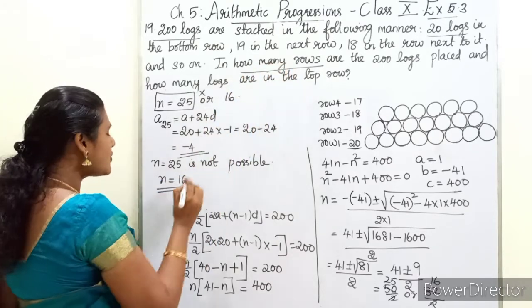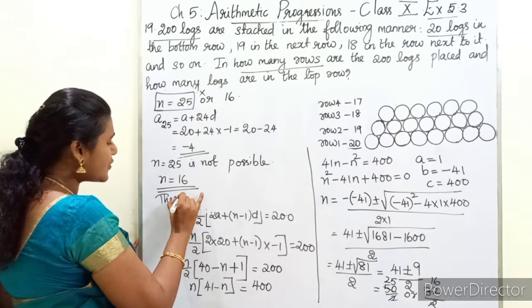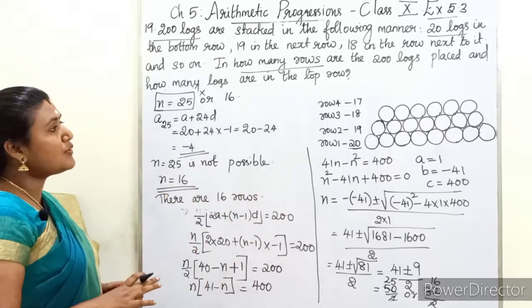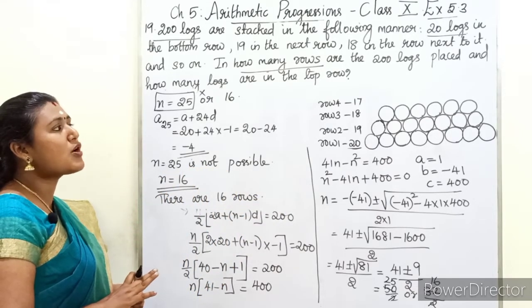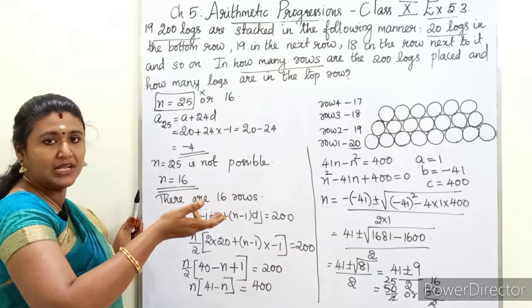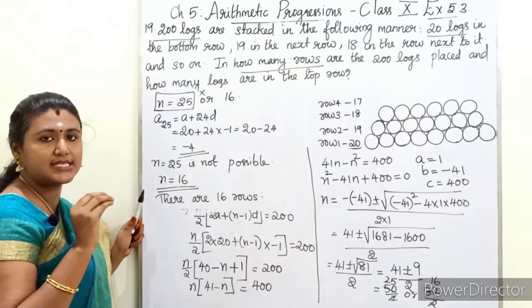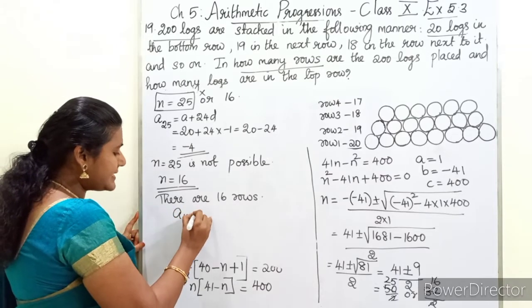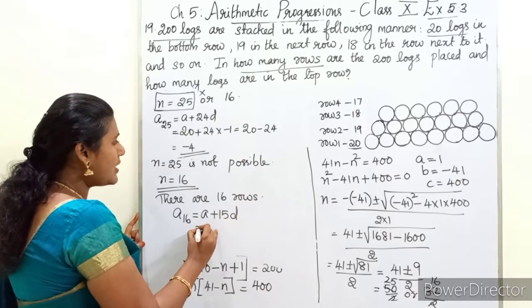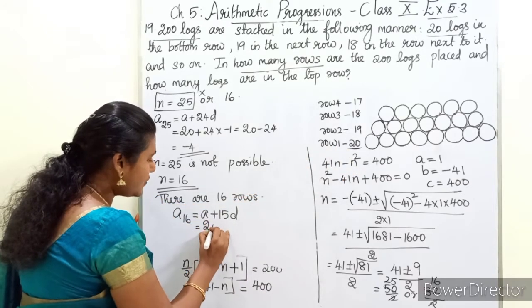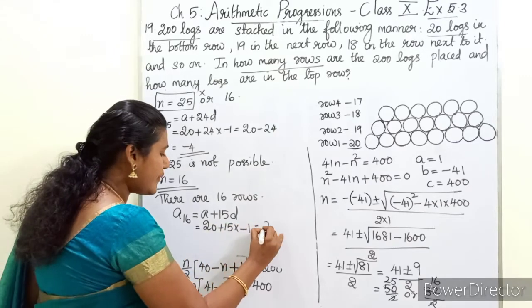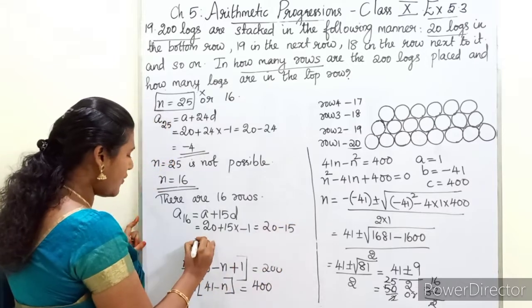That means how many rows are there? There are 16 rows. So there are 16 rows in the arrangement. Now the second part is how many logs are in the top row. So this 16th row is the top row. That is, you have to find the A16 value. So what is the value of A16? A plus 15D. What is the value of A? 20. So 20 plus 15 into D value, which is minus 1. So 20 minus 15 is equal to 5.